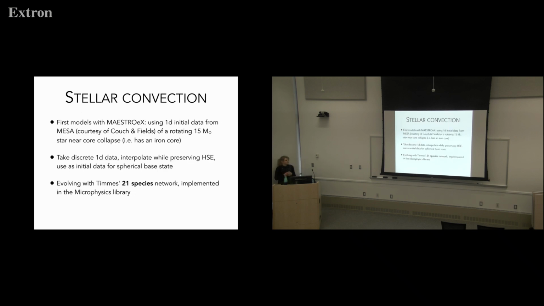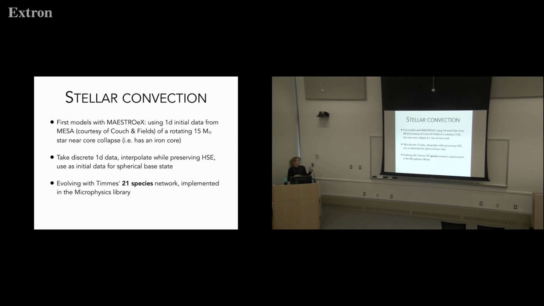Okay, so the first few models that we've done using MAESTROeX, we've taken 1D initial data from a code called MESA, given to us by some people from MSU. This is of a 15 solar mass star near to core collapse. We take this one-dimensional data and we interpolate it, and we have to be very careful here to preserve hydrostatic equilibrium, otherwise all sorts of unstable things can happen. And we use this as initial data for our spherical state.